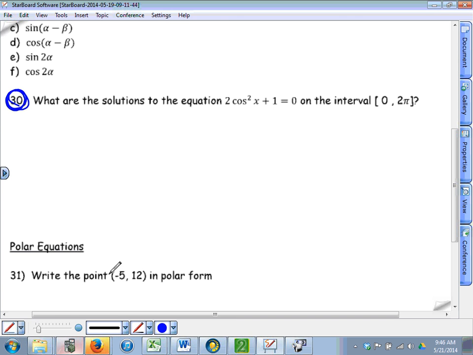This one, for example, how do we solve this? We need to get cosine by itself and then use inverse cosine. So how do we do that? Subtract 1, divide by 2. So we have cosine squared of x equals 1/2. There is no unit circle allowed, no. Sorry, minus 1, then divide by 2.